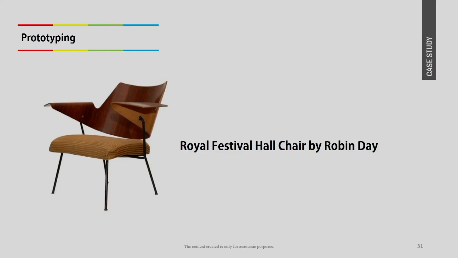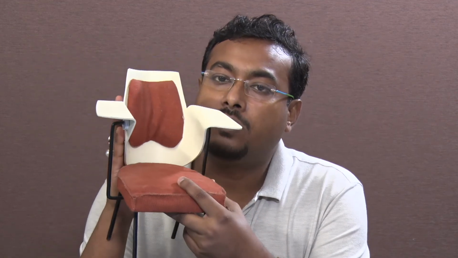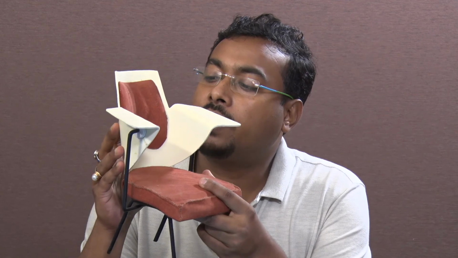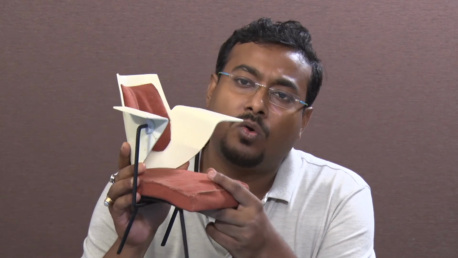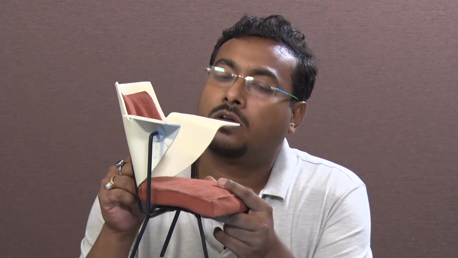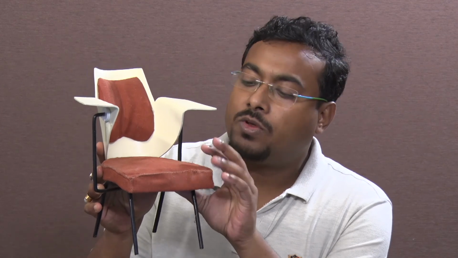Next is the Royal Festival Hall chair by Robin Day. You can see this particular chair. Here the top part has a round bend and we created this with the help of a hot gun, but instead of foam board we have used styrene sheet, and for the cushion we have used sponge, and for the legs and other parts we have used mild steel rods.